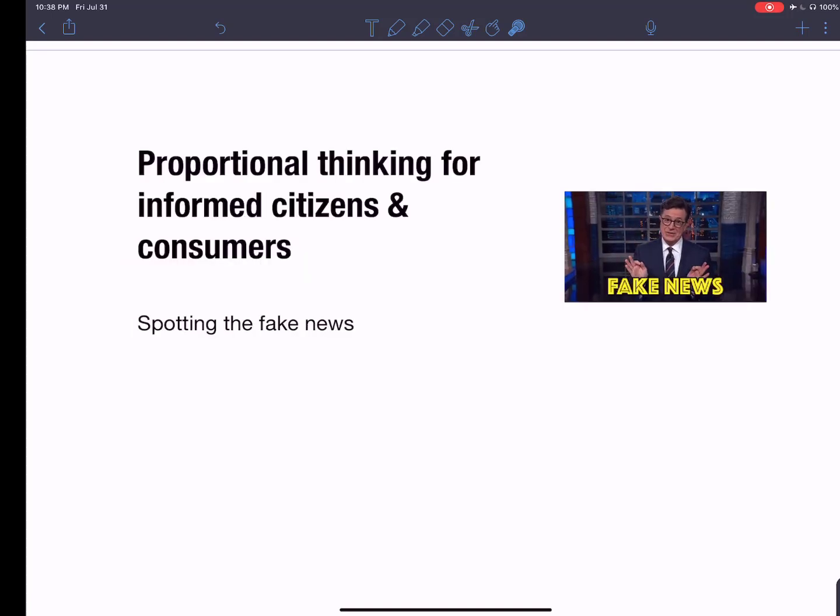So now let's think about proportional thinking for informed citizens and consumers. Let's use ratio and proportion to help spot some fake news, because advertisers love to do this.